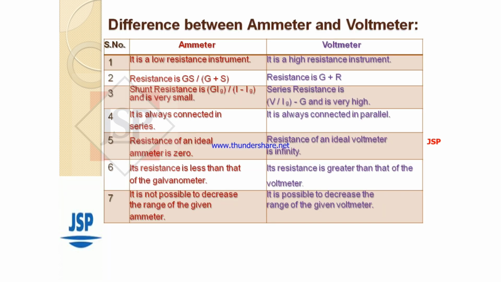Fourth point, ammeter is always connected in series. Voltmeter is always connected in parallel. Fifth point, resistance of an ideal ammeter is 0. Resistance of an ideal voltmeter is infinity. Sixth point, ammeter resistance is less than that of the galvanometer.